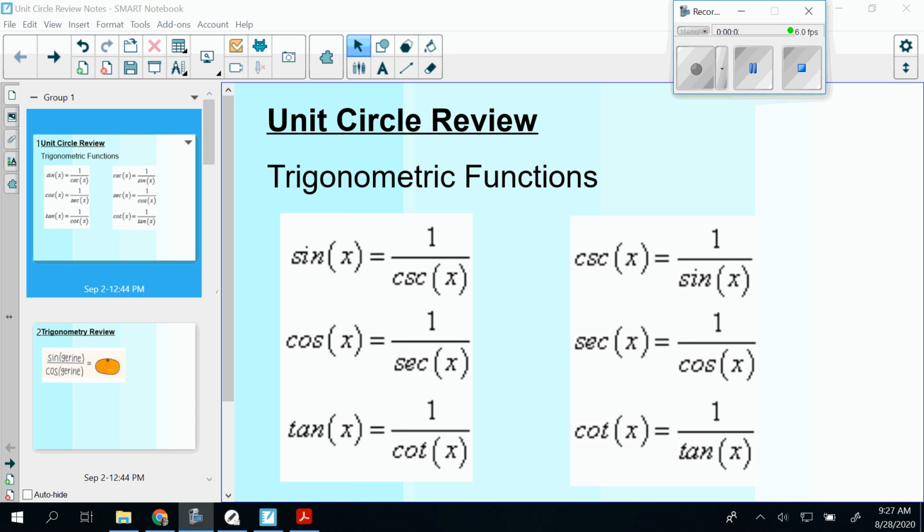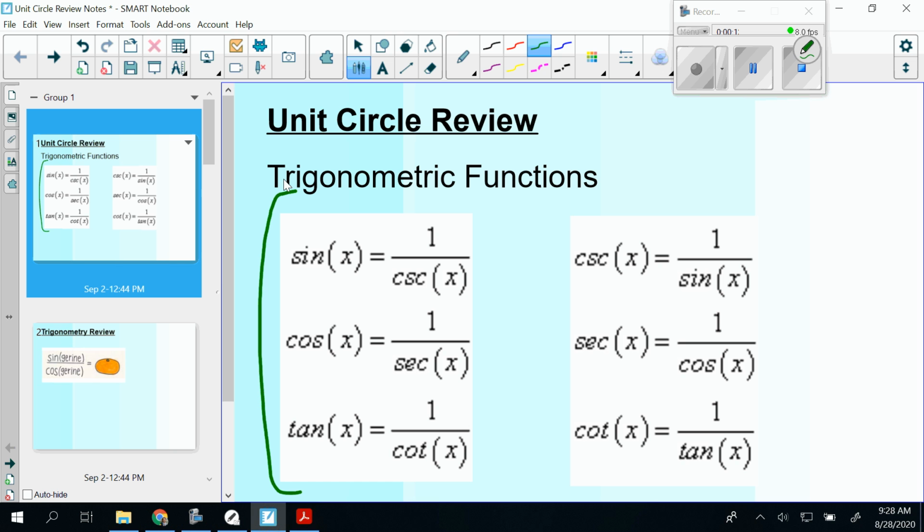All right, we're going to look kind of back at unit circle. The basic trig functions, sine, cosine, and tangent, you learned about in geometry. From there in trig, you kind of proceeded to learn about the reciprocal trig functions of cosecant, secant, and cotangent. Notice that cosecant is the reciprocal of sine.